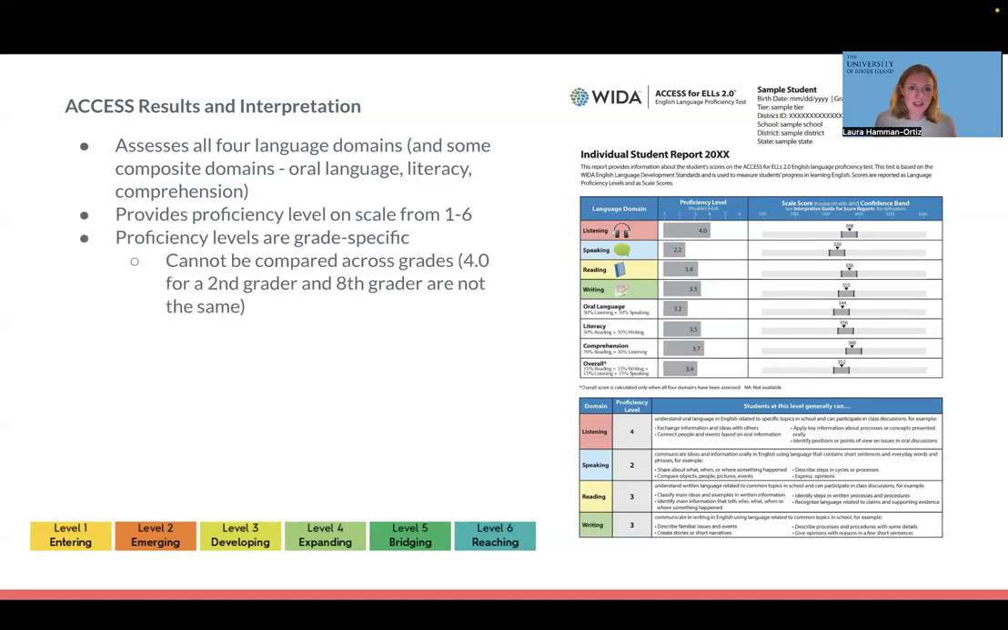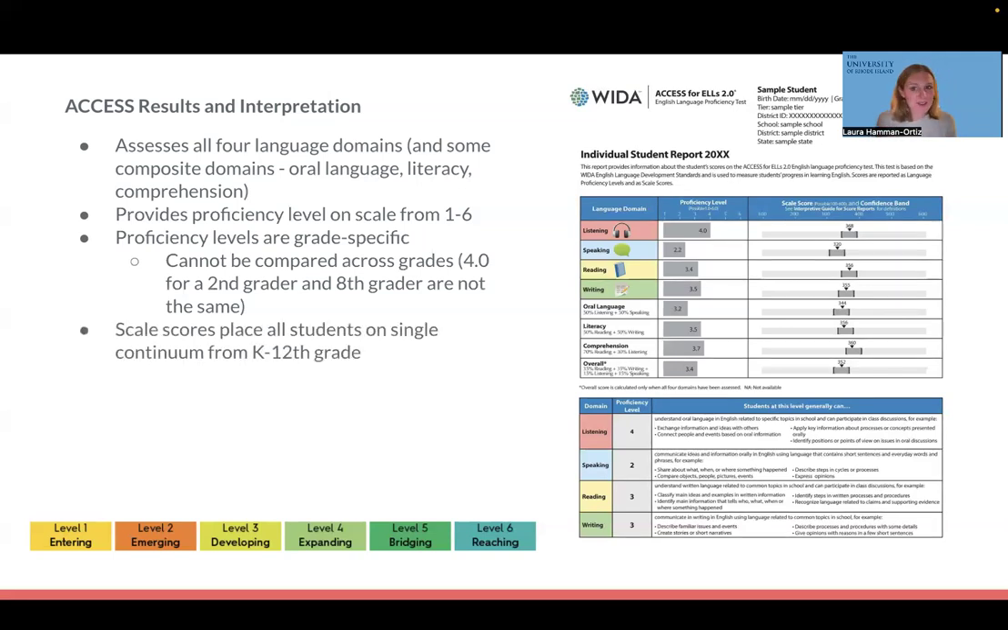So it's important to know that a 4 from a second grader and a 4 from an 8th grader does not represent the same amount of English language ability, because it is based on the grade. So just as an A on a math test for an 8th grader and an A on a math test for a second grader doesn't mean that they have the same mathematical knowledge. The proficiency level scores are the same here. So they're based on, for the grade level assessment, where are you in terms of grade level proficiency in English? So you can't compare those across grades.